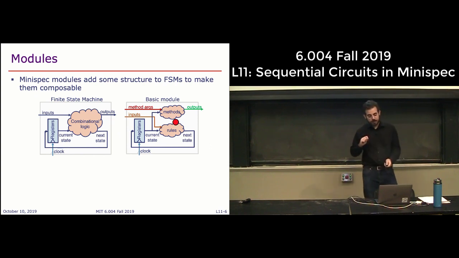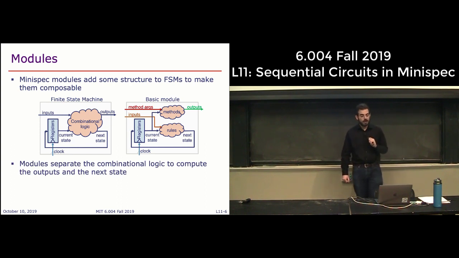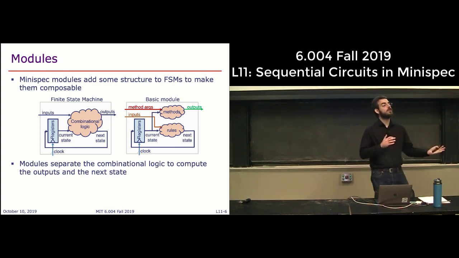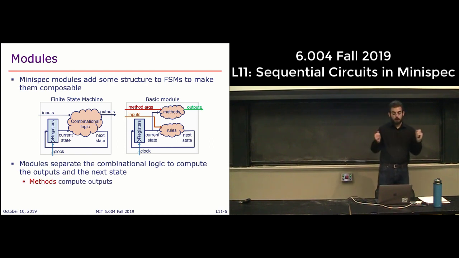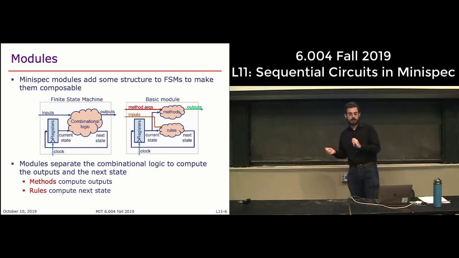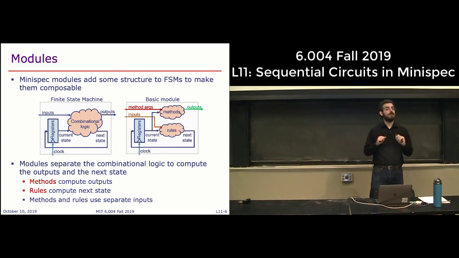You have what we call methods that produce outputs based on some input arguments. So methods are just like functions. They take some arguments. They can use the current state, the current output of the registers in the module, and then produce outputs. And then you have rules, which are a separate blob of combinational logic that take the current state, take some different inputs, and then compute the next state. And they don't compute outputs, right? So essentially what we're doing is splitting the computation of outputs and the computation of the next state. Methods compute outputs, rules compute the next state, and they use different inputs.